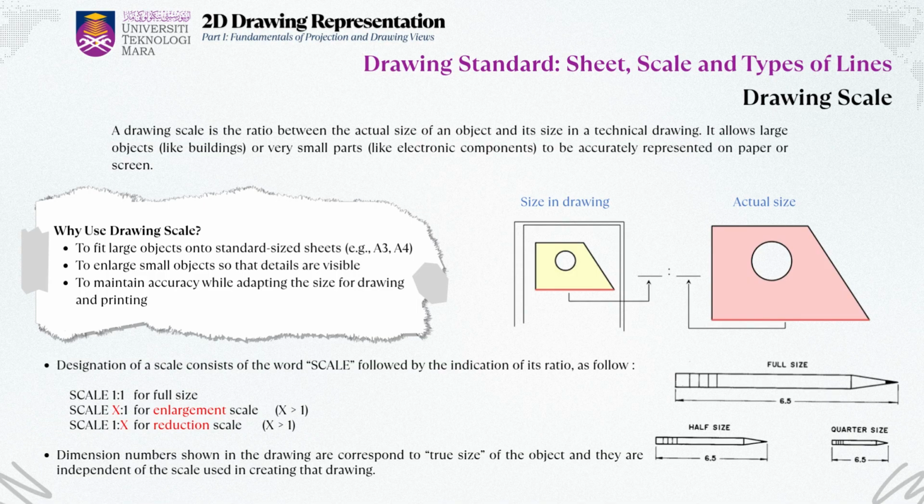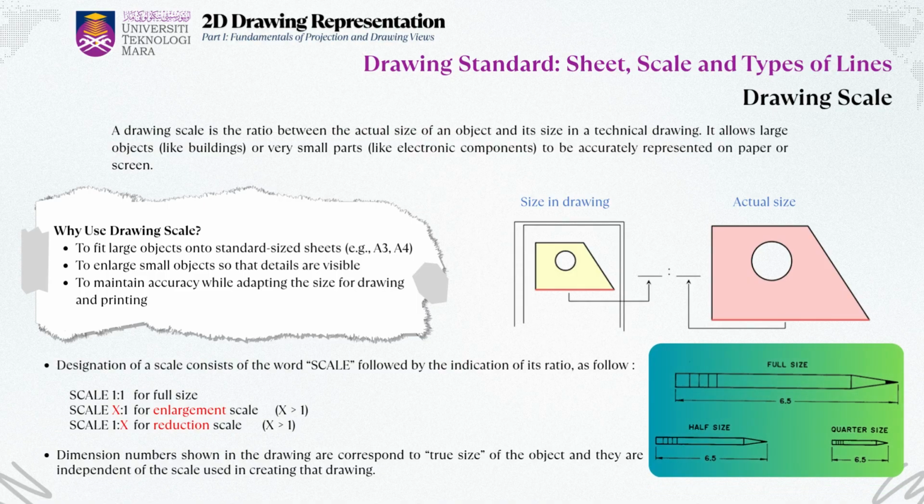For example, if you are designing a pen that is 6.5 mm in diameter, but you draw it at half size, ratio of 1:2, the image of the pen will look smaller, but the label next to it will still say 6.5 mm. This ensures everyone reading the drawing knows the true size of the part. Using scales correctly helps designers, engineers, and manufacturers understand and communicate clearly, no matter how big or small the product is.